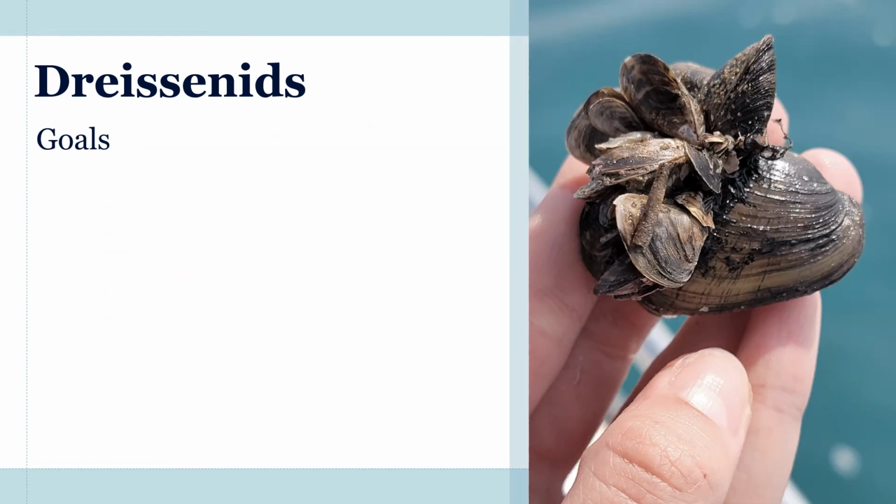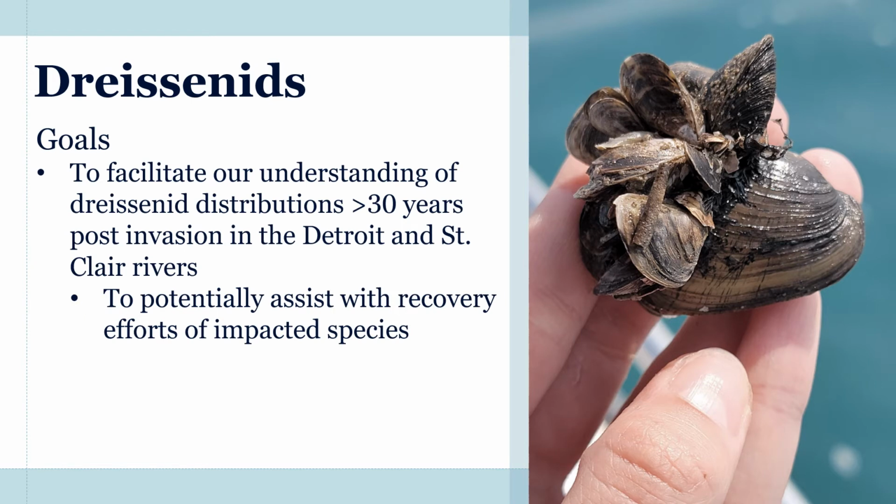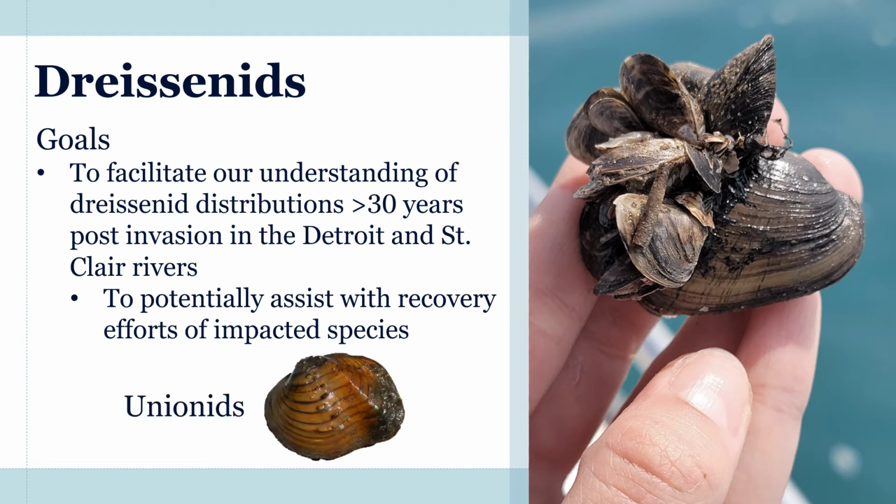That brings us to the overall goal of this work, which is to facilitate our understanding of Dreissenid distributions in both the Detroit and St. Clair Rivers more than 30 years post their invasion. This understanding could potentially assist with recovery efforts of impacted species, mainly native mussels or unionids. So now we'll be switching gears over from Dreissenids to unionids for the rest of the talk.